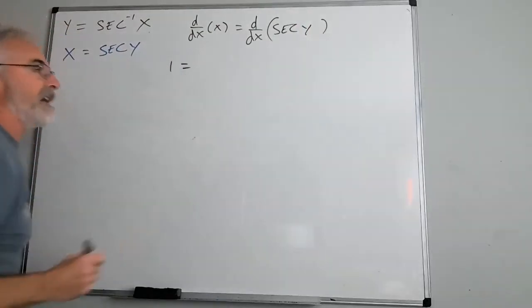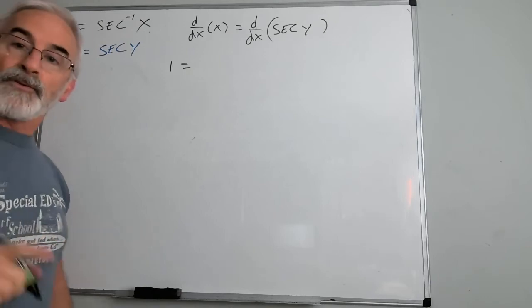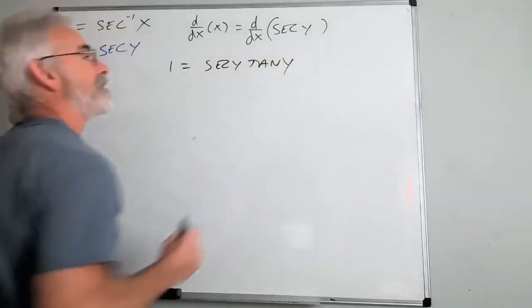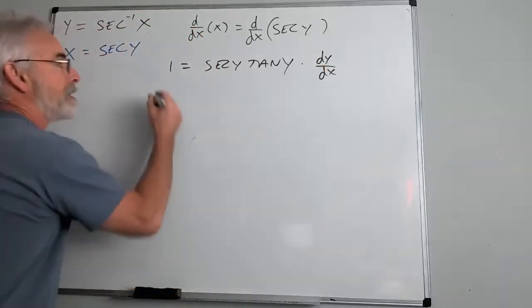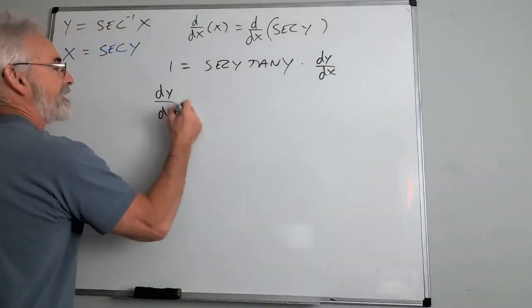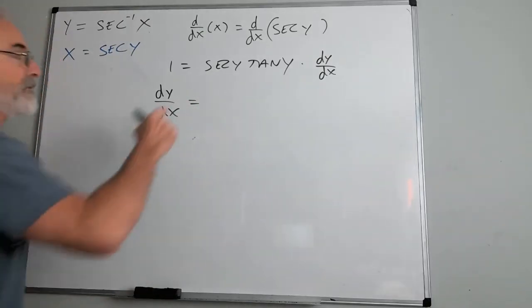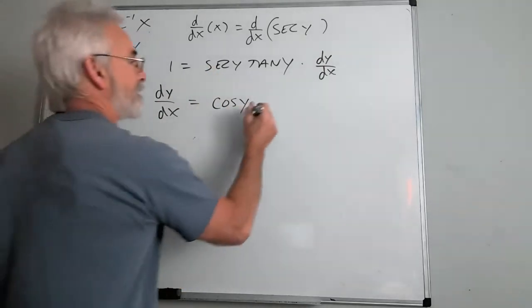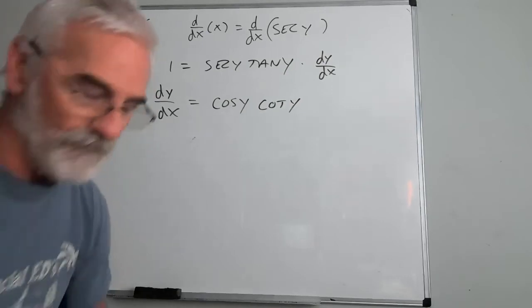So 1 equals, now the derivative of the secant of y. This is something we have to know for our test anyway. The derivative of secant y is secant y tan y times the derivative of y. And like before, that means dy dx is, I want to multiply both sides by the reciprocals. So the reciprocal of the secant is the cosine. The reciprocal of the tangent, of course, is the cotan. I don't love cotan, but I'm just going to be copying stuff from a big triangle anyway.